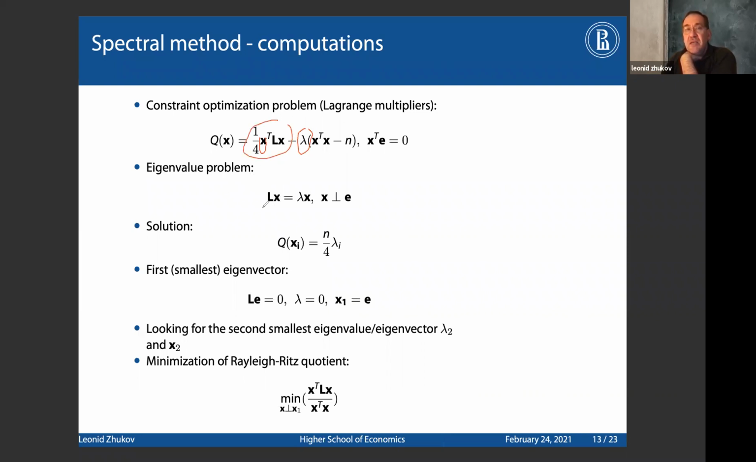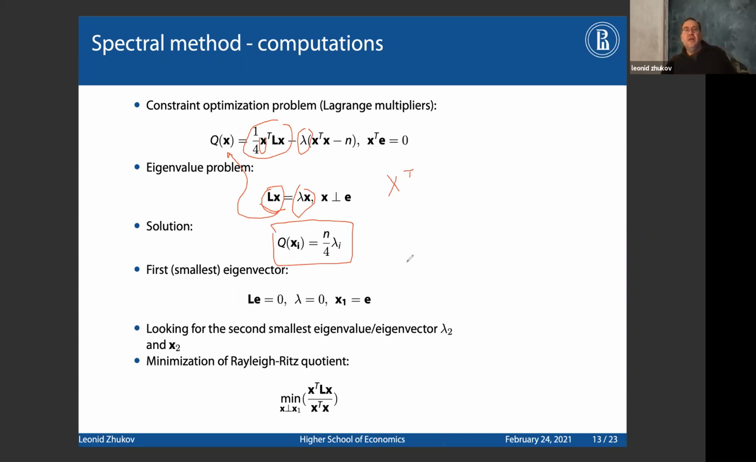Take this and differentiate it: you get lambda x, differentiate by x transpose, you get lambda Lx on the left-hand side, you get lambda x on the right-hand side. And that's pretty much it. Now, if that's the solution, you put it back into here, and your answer is going to be this.